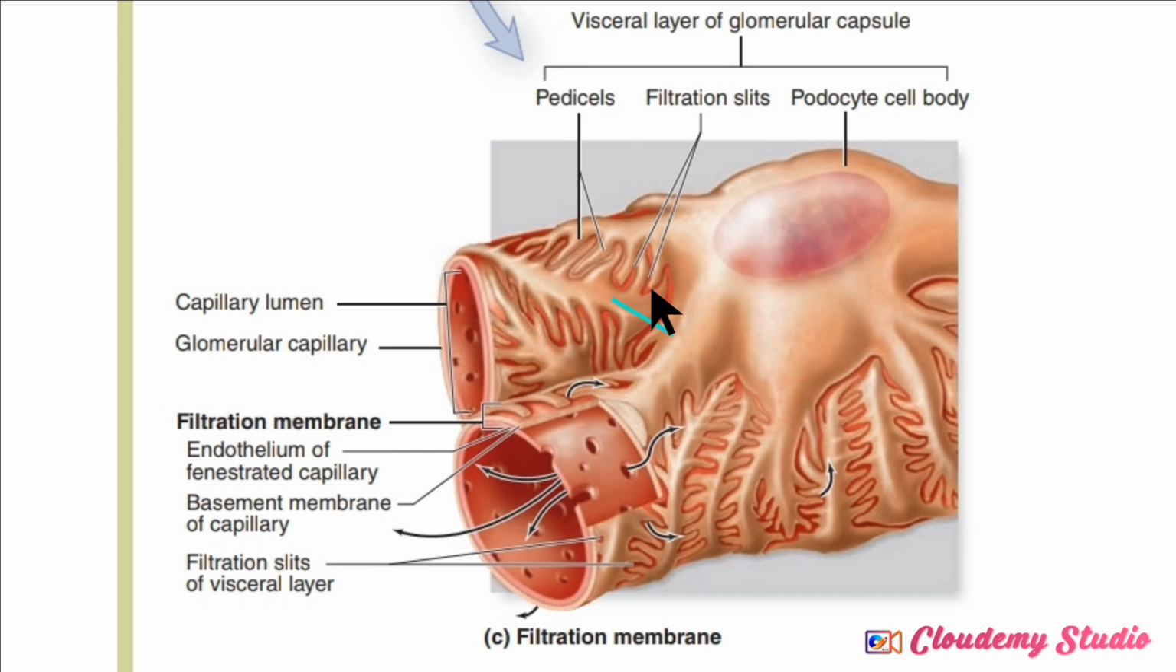So these podocytes form two types of processes: the primary process and the secondary process. The primary process is always bigger than the secondary process. The primary process is big, the secondary process is small. Both of them interdigitate with one another and leave a very small space between adjacent cells called the slit pores.